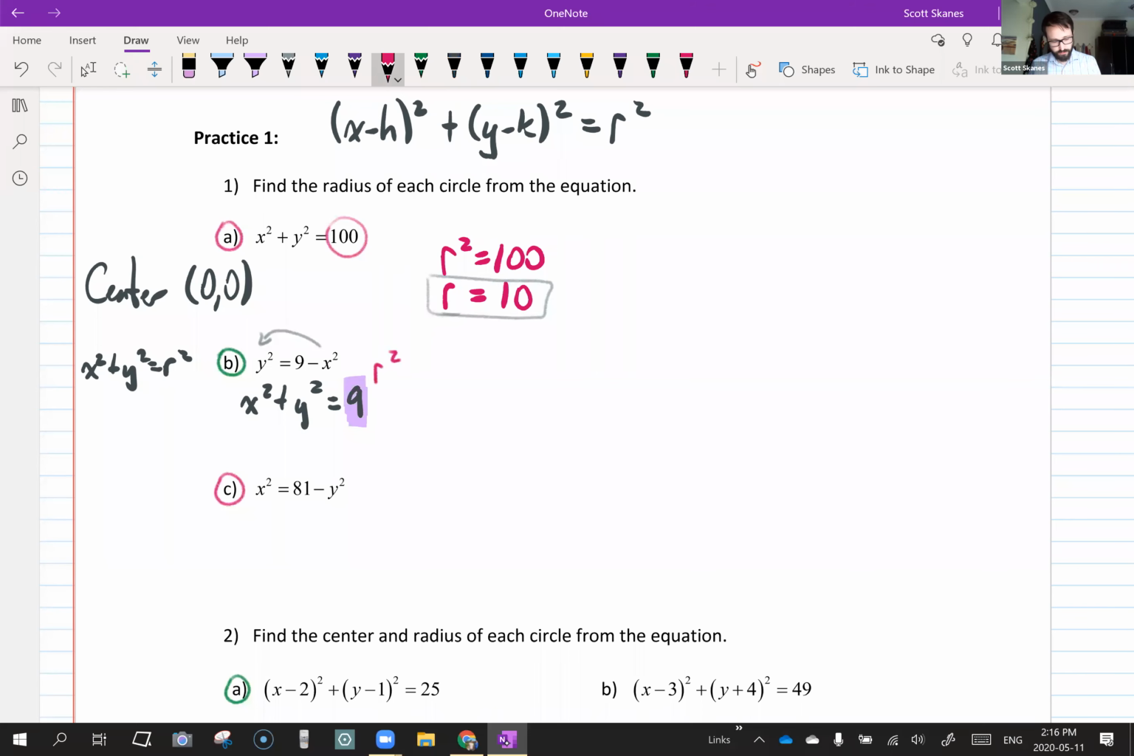So we're just looking for the radius in all these questions. This is easy enough. r squared is 9, so r equals 3 in this case. And once again, we're done.